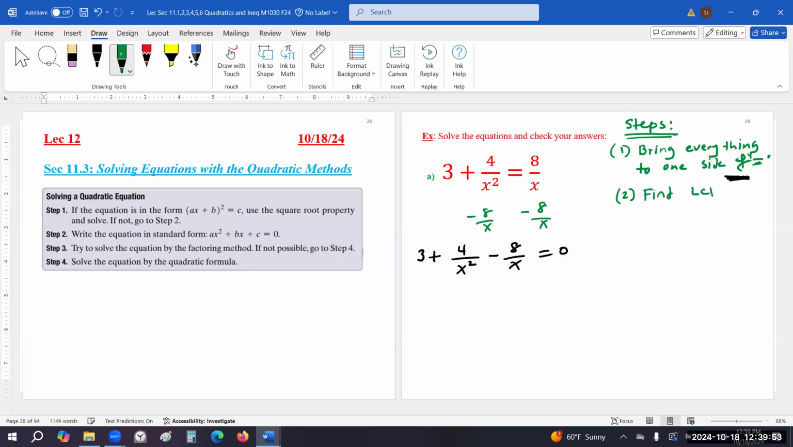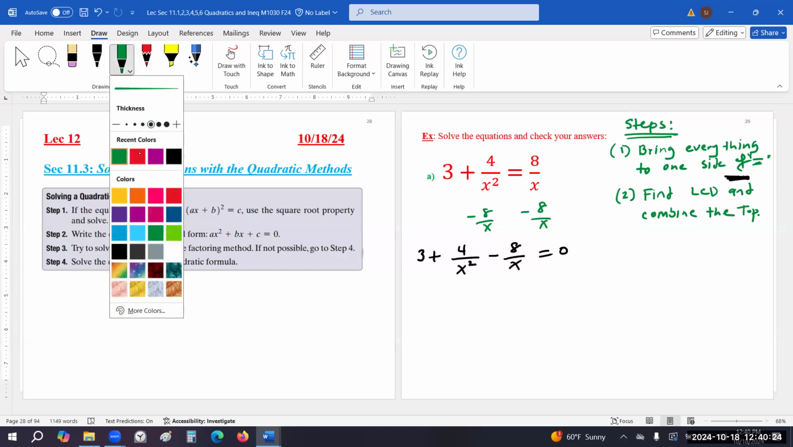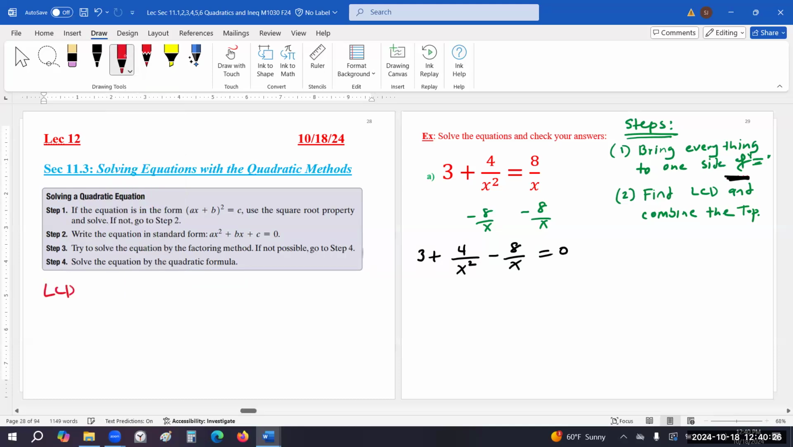So find the LCD and combine the top. Our goal is to add everything and subtract here, add here, subtract here, and we combine everything together, but we cannot do that until we have the same denominator on every term. That means it's time for the LCD. So what is the LCD between x and x squared?